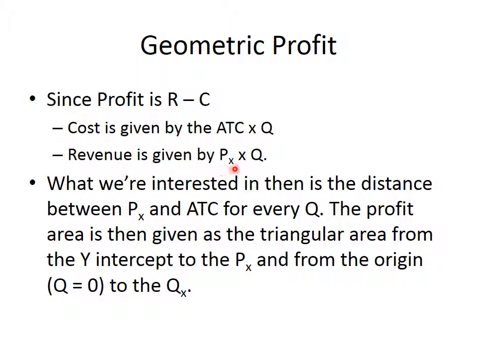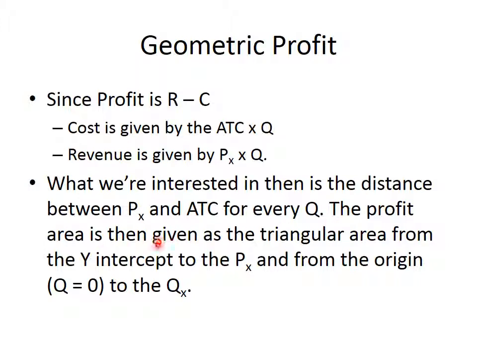Revenue is given by the price of the product times the quantity, which we've just talked about. Profit is revenue minus cost. So we simply are going to differentiate between these two areas. What we're interested in then is the distance between the price of X and the average total cost for every quantity of X. That's going to give us per unit profit.